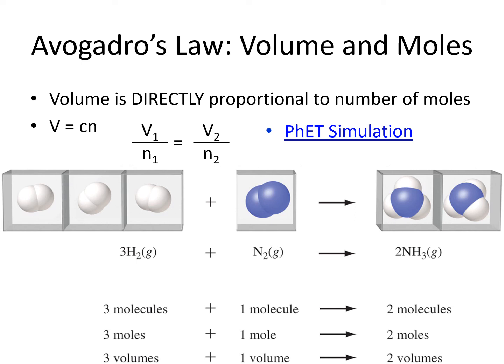This concept can be useful for predicting what volume the products of a reaction will take up. On the left side of the arrow in this equation, there are a total of 4 boxes representing 4 volumes, whereas on the right side of the arrow, there are 2 boxes representing 2 volumes. The volume is getting smaller over the course of the reaction. Let's say this was happening in a balloon. The balloon should shrink because the number of moles at the end is fewer.